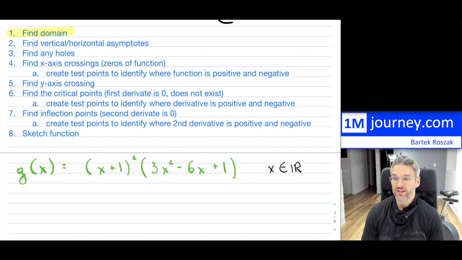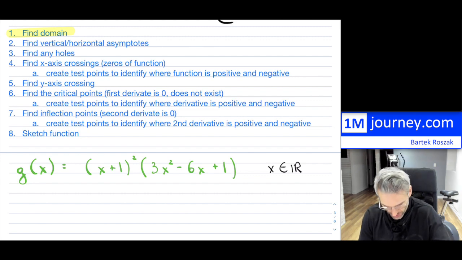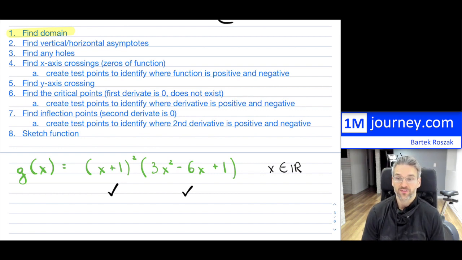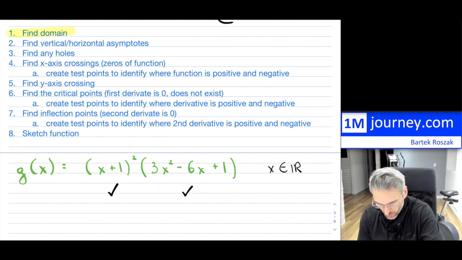If I look at this, it is a multiplication of two functions, so we have a product. This one is a quadratic and this one is a quadratic. If I expanded it out, this would be degree 4, and it's nothing else but a polynomial. So that's step number 1.